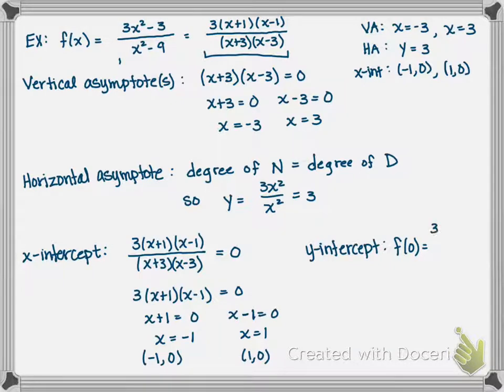So if I do 3 times 0 squared minus 3 over 0 squared minus 9, well, everything that has an x in it just becomes 0, and you're just left with your constant terms. So you have negative 3 divided by negative 9, which is 1/3. So my y-intercept is (0, 1/3).